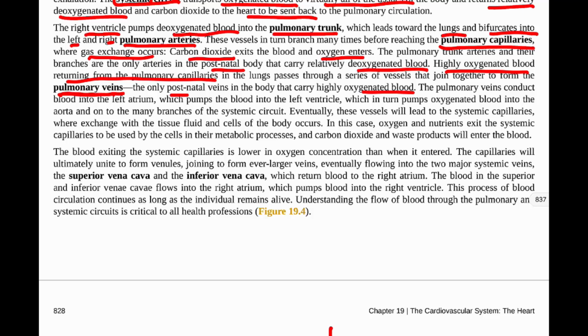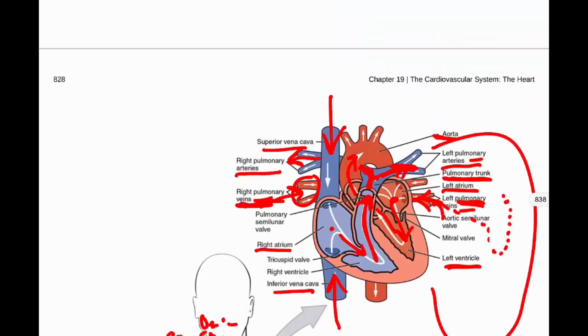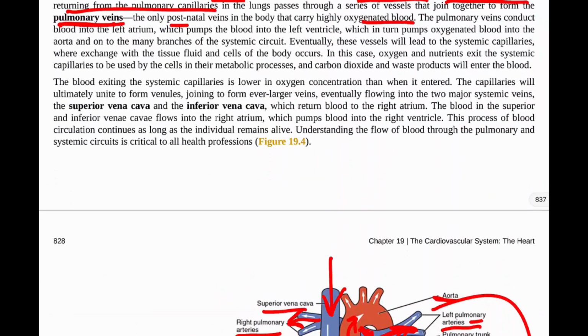We'll scroll down here just for another minute. So we're in the lungs, we're picking up our oxygen, and then we're going to head back out via our left pulmonary veins and right pulmonary veins. So now these vessels are carrying very, very oxygenated blood. All right, so the pulmonary veins conduct blood into the left atrium, which then pumps the blood into the left ventricle, which then pumps oxygenated blood into the aorta and onto the many branches of the systemic circuit. So we already looked at that.